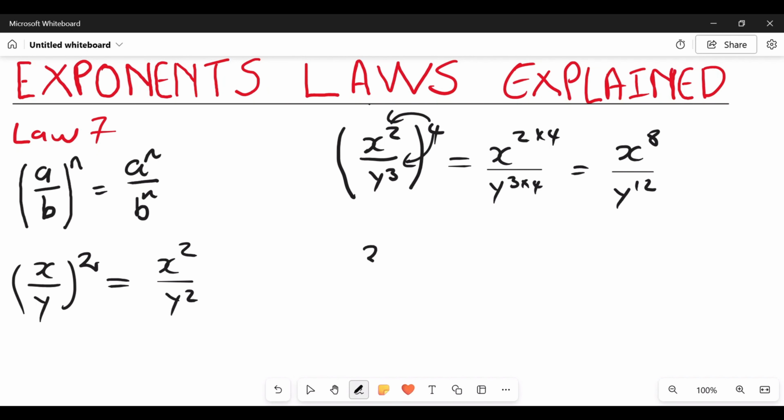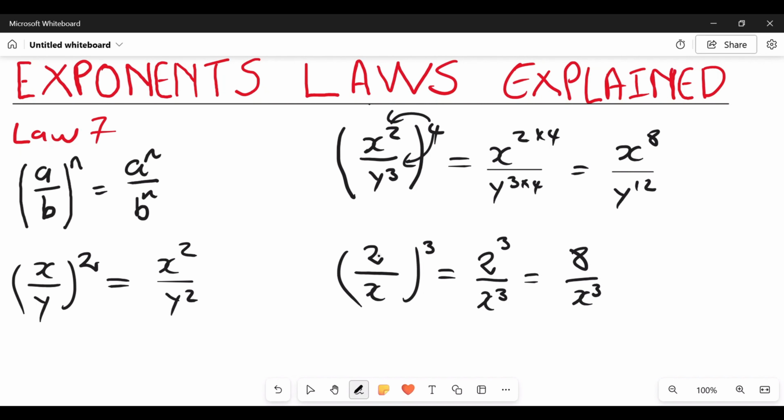Let's say this time around we have 2 over x, now to the power of 3. Right, so when you continue here, this is going to be 2 to the power of 3 divided by x to the power of 3. So our final answer is going to be 8 divided by x to the power of 3. This law is not that difficult, so you must remember that as long as you have the bases inside the bracket, the exponent that is outside the bracket is affecting everything that is inside the bracket. All right, guys, we are done with law 7.